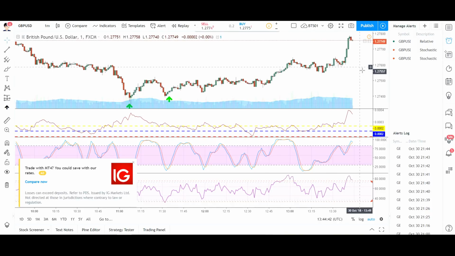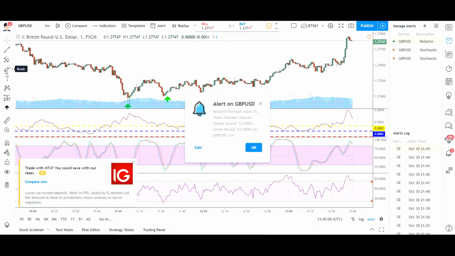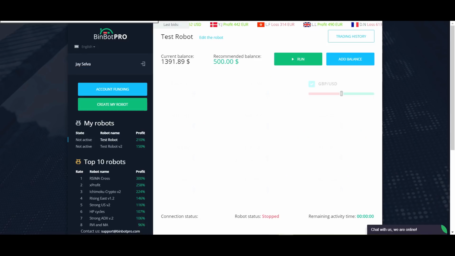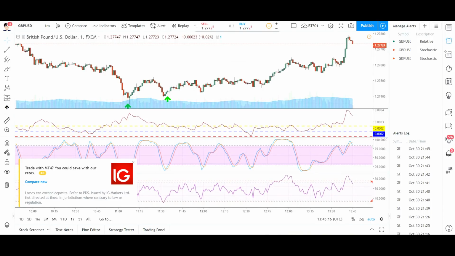So let us wait for a nice X to form at the stochastic cross before we execute the trade, right? So right now the blue line is just about to touch the red line. Okay, alright, nice, clearly it formed an X already. So let's turn on the Binbot Pro robot, right? Turn on the robot. Okay, so we've just turned on the Binbot Pro robot. Let's wait for a trade to be executed.